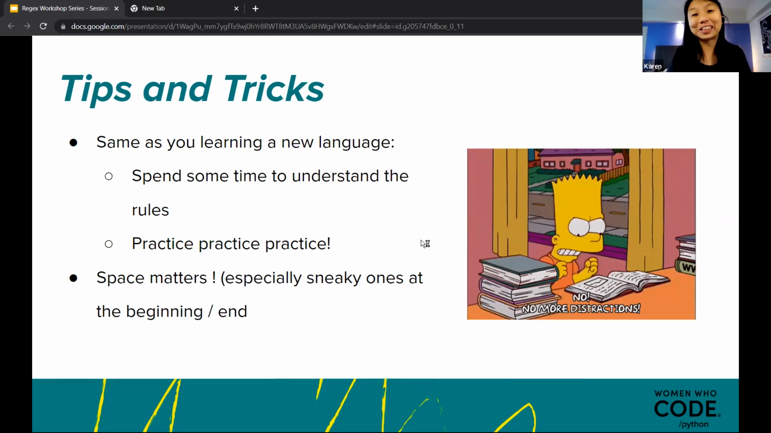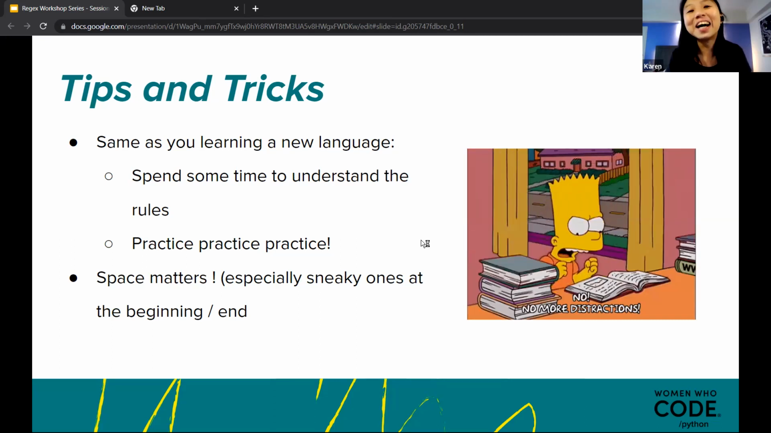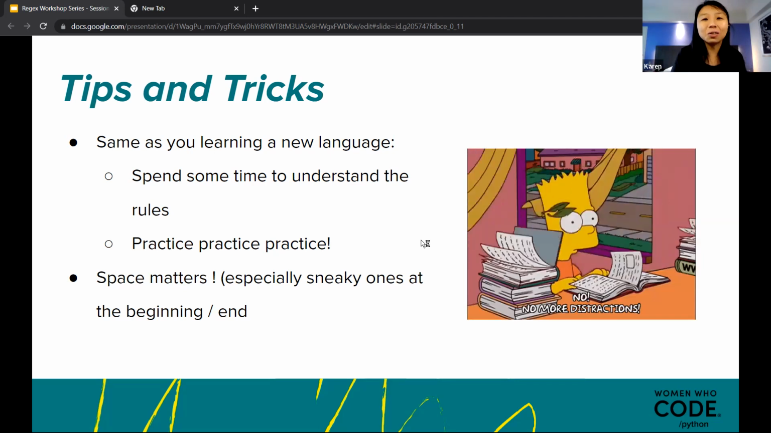So it's just a little memory, a little scar in my little coding career. But just keep in mind, space matters. It really matters. It's sneaky as heck.